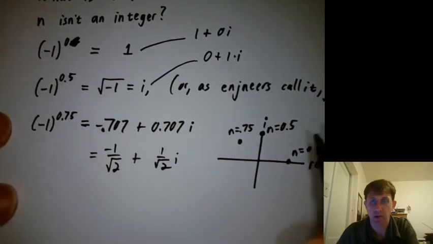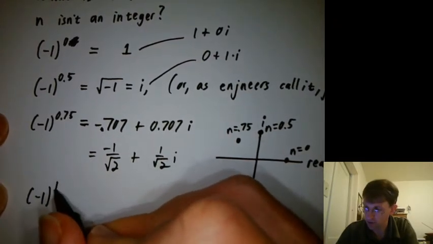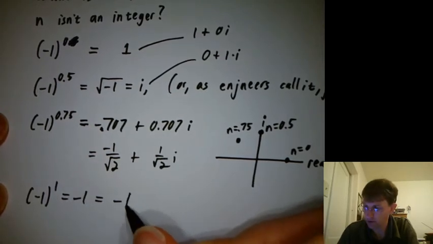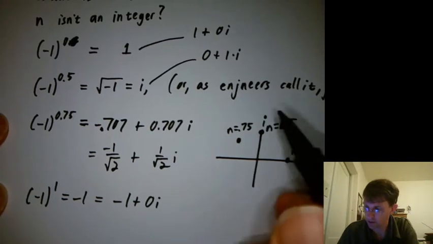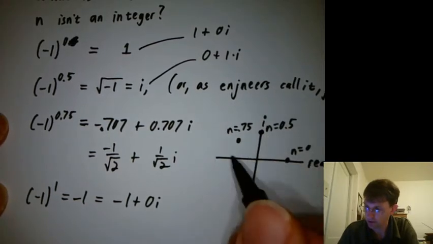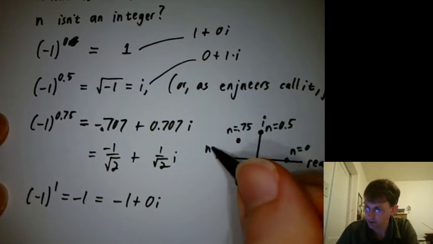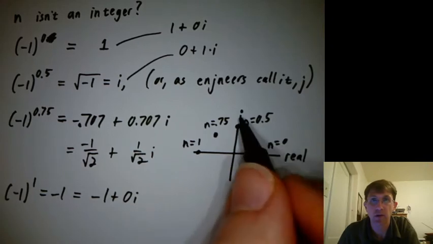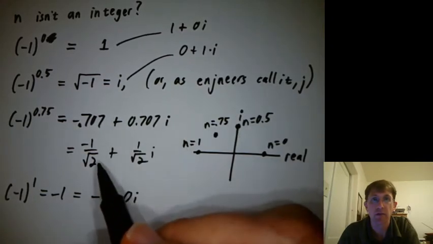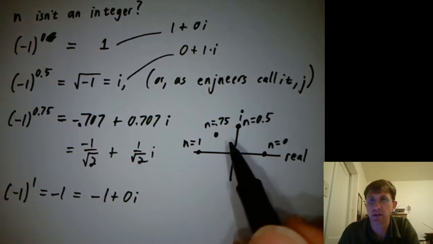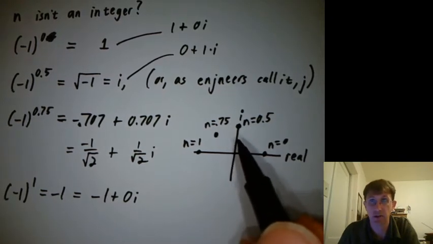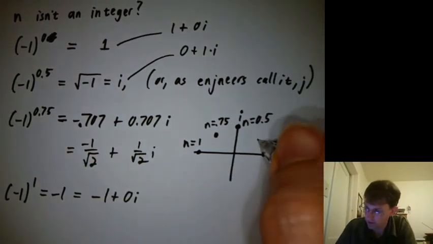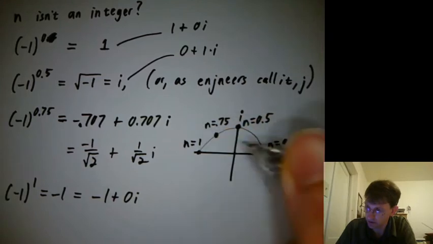What do you think is going to happen if we try -1 to the 1? Well, anything to the 1 is itself, so we get -1, which we could write as -1 plus no imaginary. And so that would be on the x-axis, the real axis, over here. So n equals 1. So it seems like from n equals 0 to n equals 1, we went around here. And this 1 over root 2, or 0.707, you might recognize that as a special trig value from sine and cosine. That means we're on the unit circle. So we kind of started here and went up around the unit circle to here, as n went from 0 to 1.